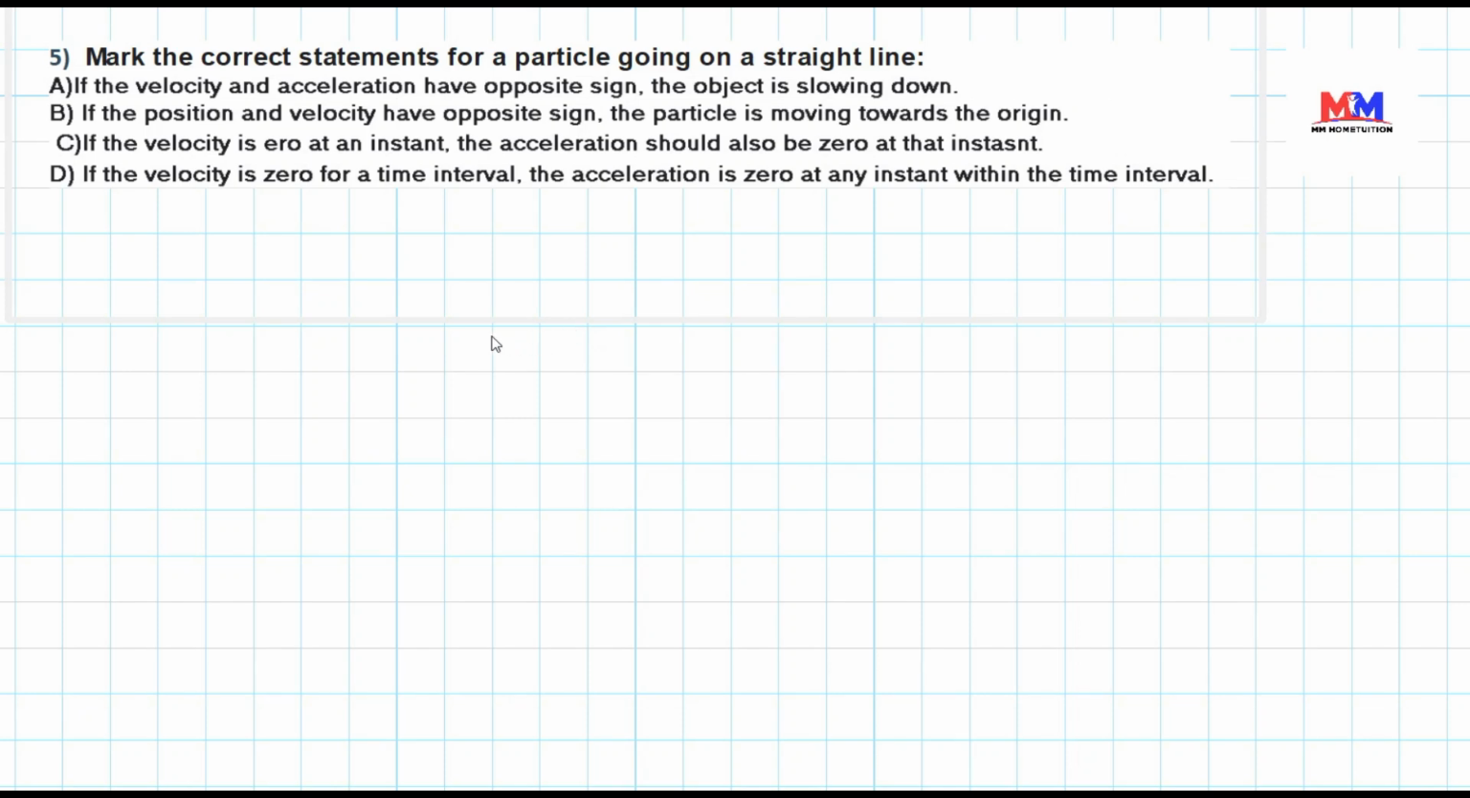Mark the correct statement for the particle going on a straight line. The answer is: if the velocity and acceleration have opposite sign, the object is slowing down. Yes, this is correct. Suppose the body moves along this axis; velocity and acceleration have opposite sign.